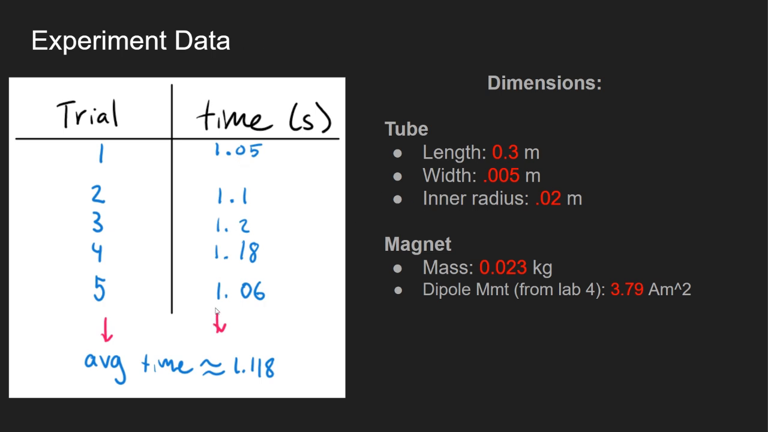So this is what the time looked like in each of our videos. It came out to an average time, like I said, of 1.118 seconds. And here were our dimensions. I already told you about the tube dimensions. We also have the magnet dimensions, which are from the previous lab. The magnet is 0.023 kilograms, and the dipole moment we calculated in lab 4 was 3.79.